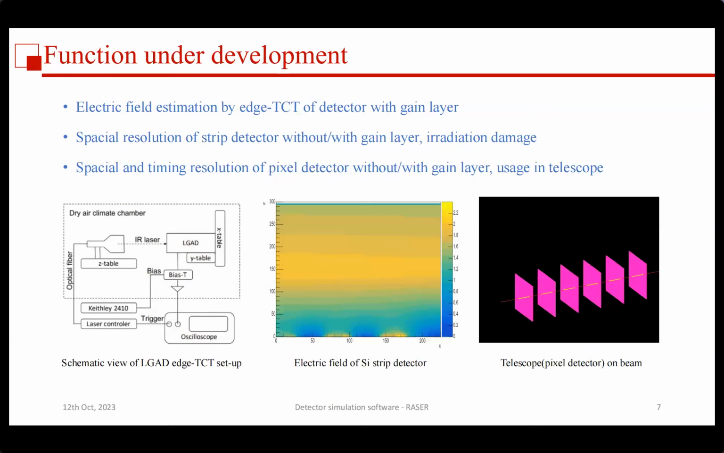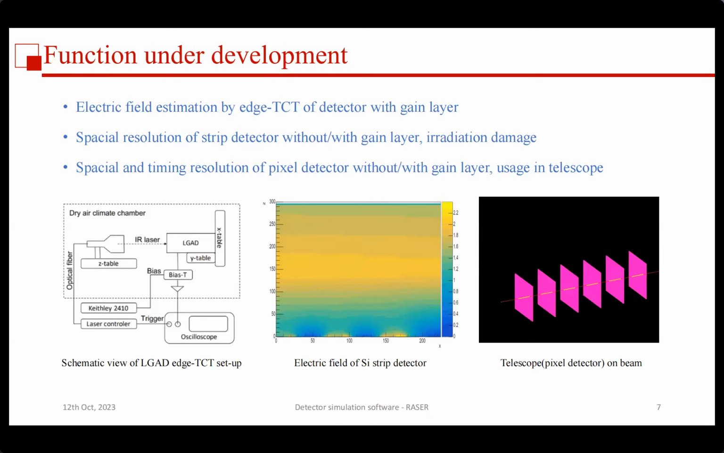Here I list several aspects we are focusing on now. The first one is the electric field estimation for detectors with a gain layer, like the silicon LGAD used for the ATLAS upgrade. We optimized the injected laser beam and carrier movement, as well as the electrical readout, aiming to achieve the goal of predicting experimental results.